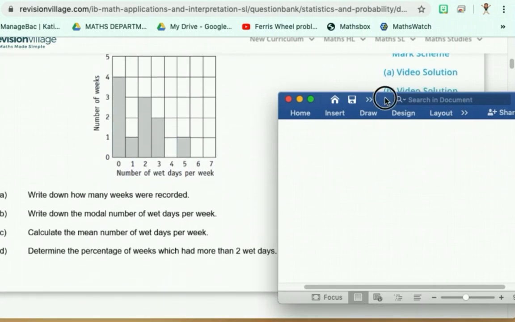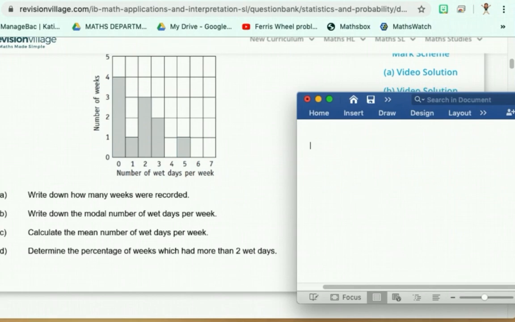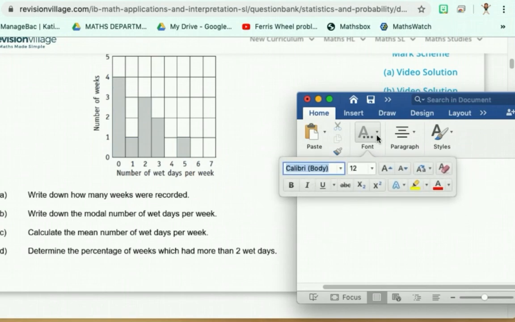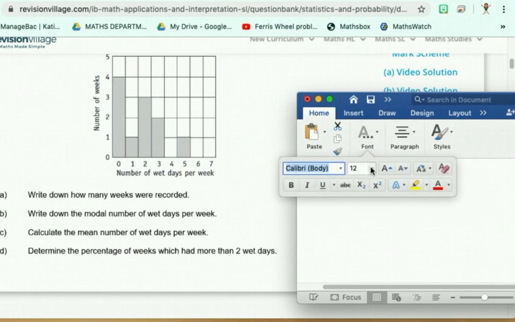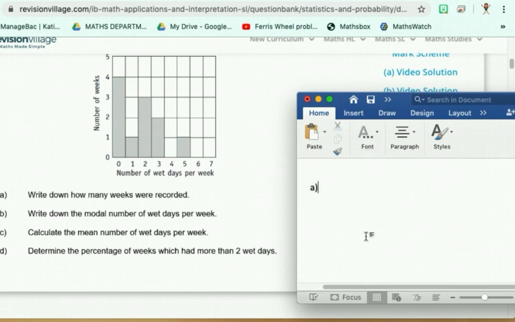So question A, write down how many weeks are recorded altogether. So we're going to say, well, how many weeks are recorded altogether? Well, we look at the bar chart and that will help us. So let's do that. Number of wet days per week, number of weeks. So this is the first question where you've just got to think a little bit more than normal.